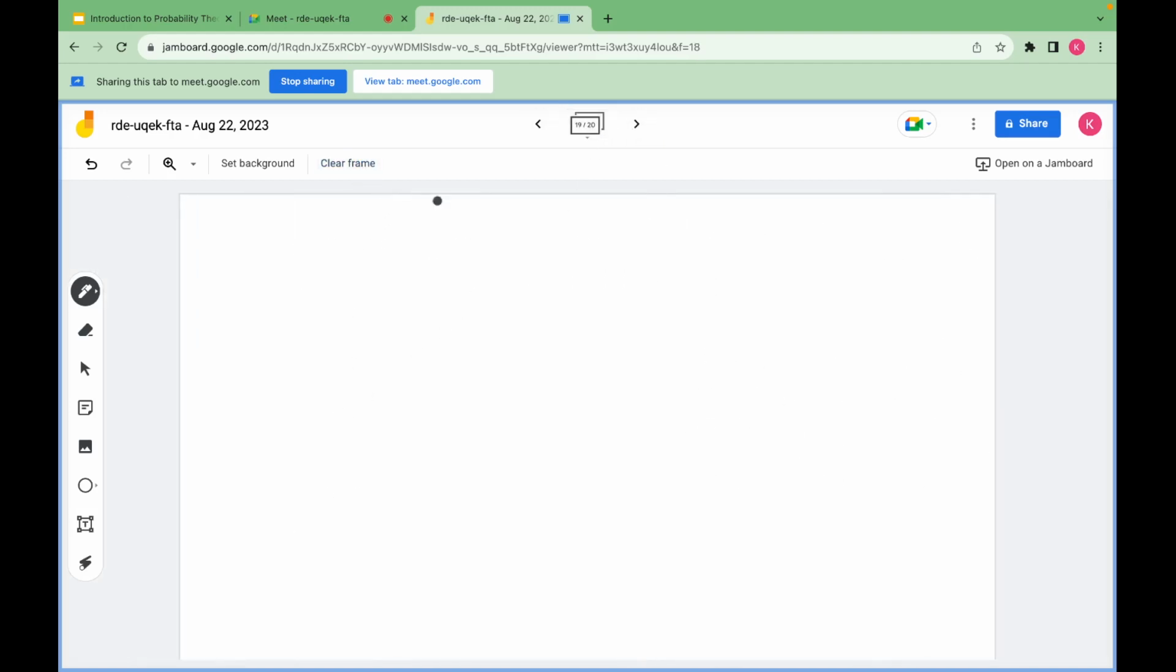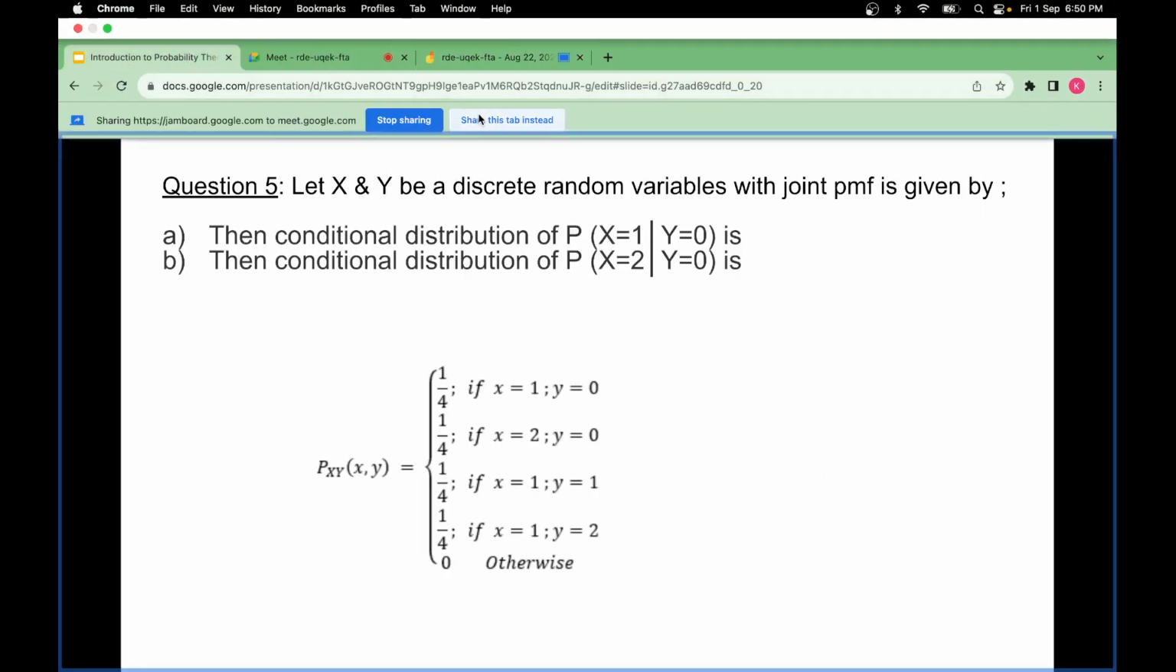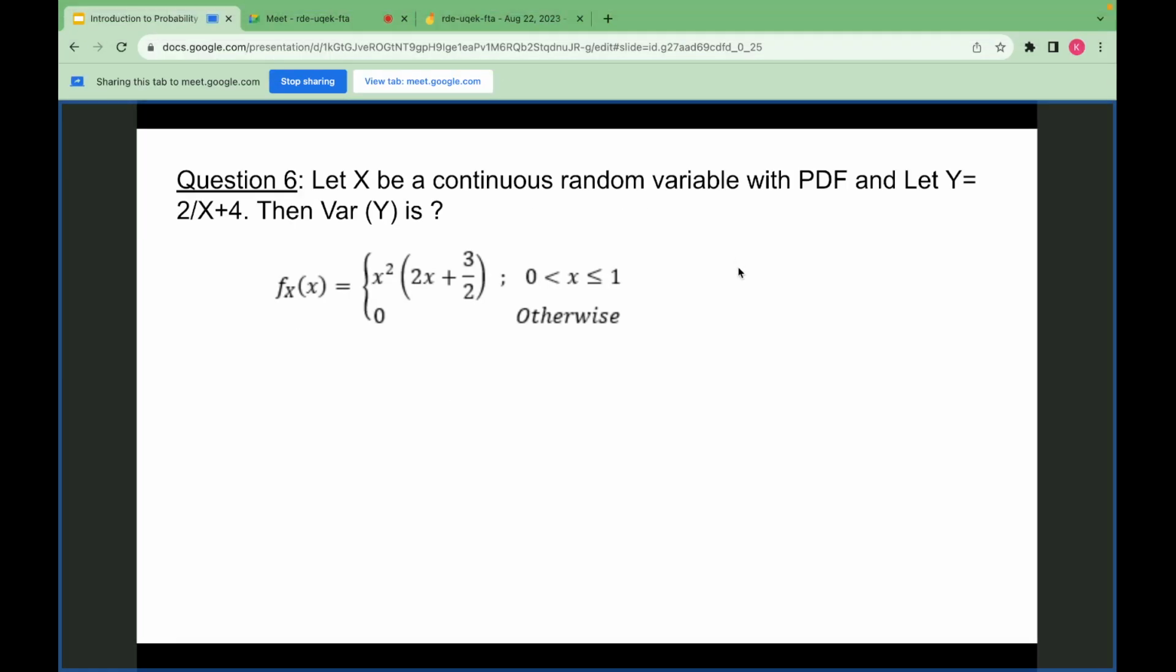Okay. So now we move to the next question. This is quite a good question. Let x be a continuous random variable with the probability density function given in the expression, and y is equal to 2 divided by x plus 4. Then we need to find the variance of y. Just note down the question.